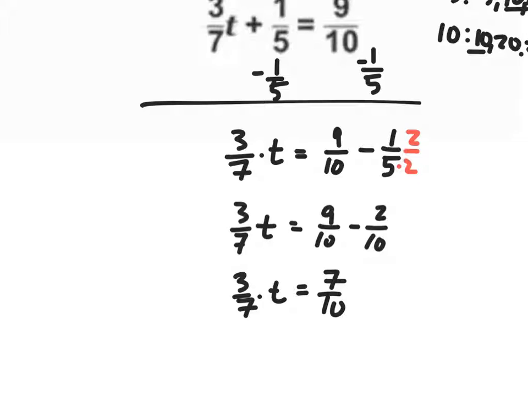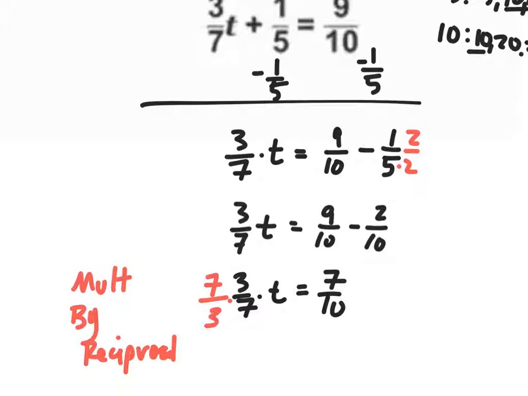Now, in order for me to move my 3/7 over, we would want to divide it. However, dividing by a fraction is the same thing as multiplying by the reciprocal. So here we'd want to multiply by the reciprocal, okay? And so I would multiply this by 7/3.